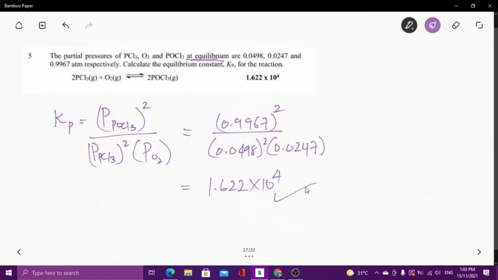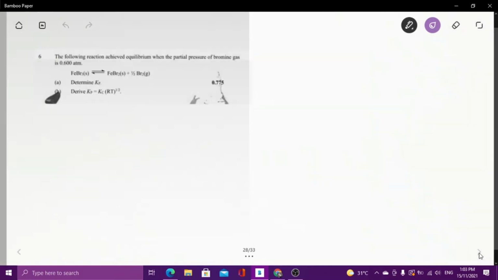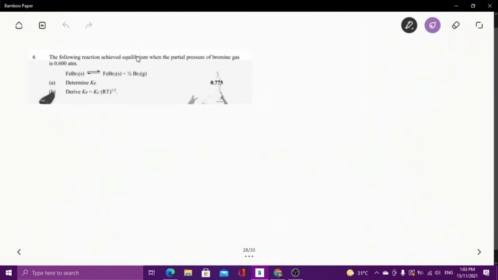Okay, so selesai untuk soalan nombor 5. Simple, soalan 1, 2, 3, 4, 5 tadi tu is quite straightforward. Tengok soalan yang seterusnya pula. So kali ni yang ini it's a bit different because now you will interchange the value. Nak dapatkan value bagi Kp and then dia suruh derive pula macam mana daripada Kp nak dapat in terms of Kc RT to the power of half. Okay, so untuk yang ni very simple.